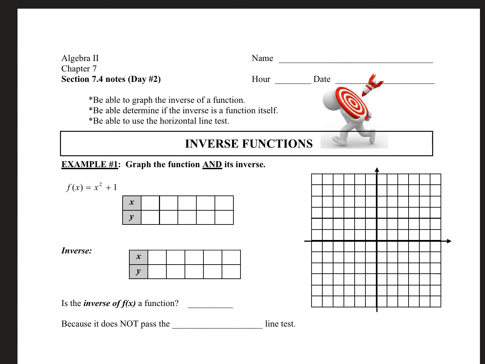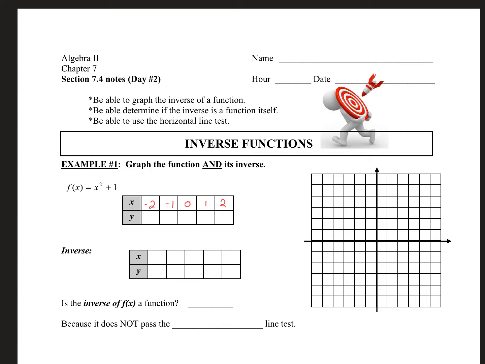So the first thing I want to do is graph the function that we're given. Okay, so in order to do that, I'm going to get test points for x. So I'm going to do -2, -1, 0, 1, and 2. And then I'm going to plug each of these x values into our function, and then I'm going to get a y value in return.